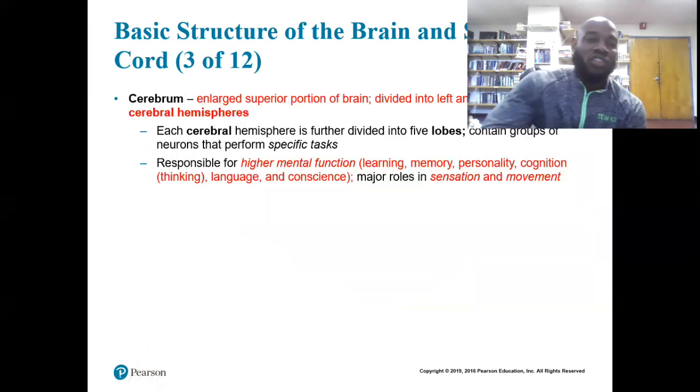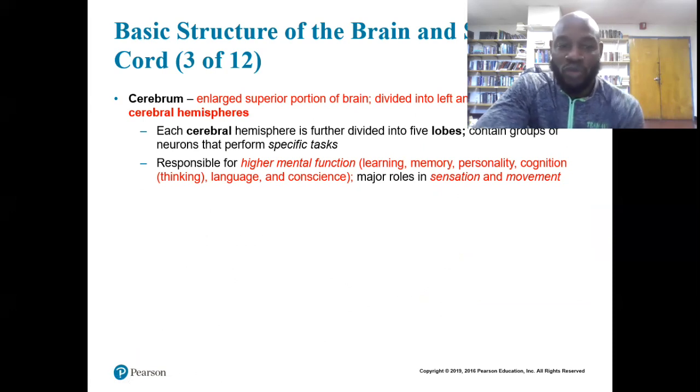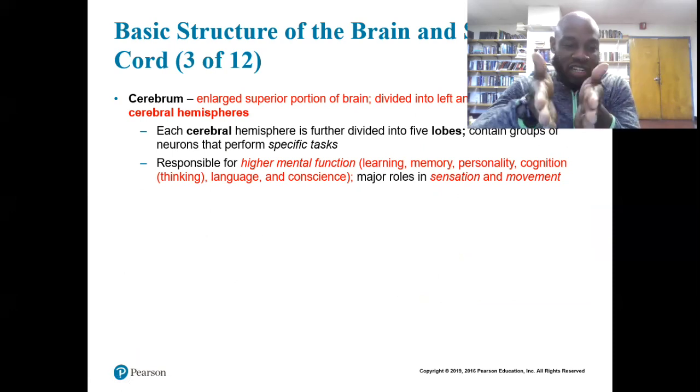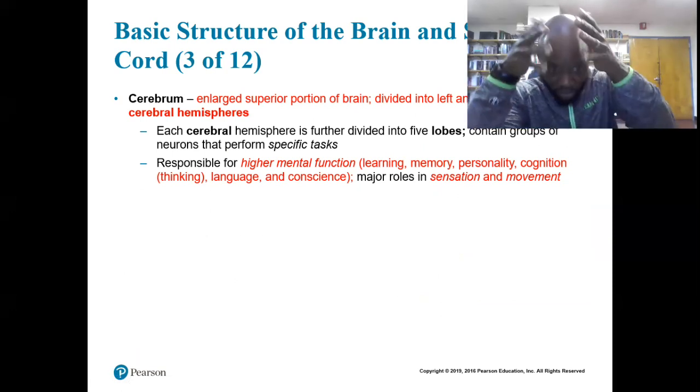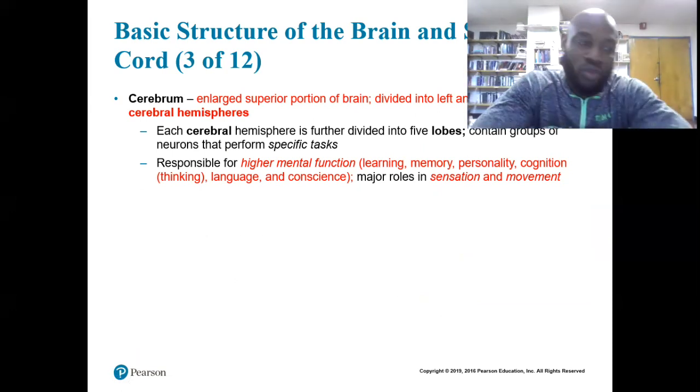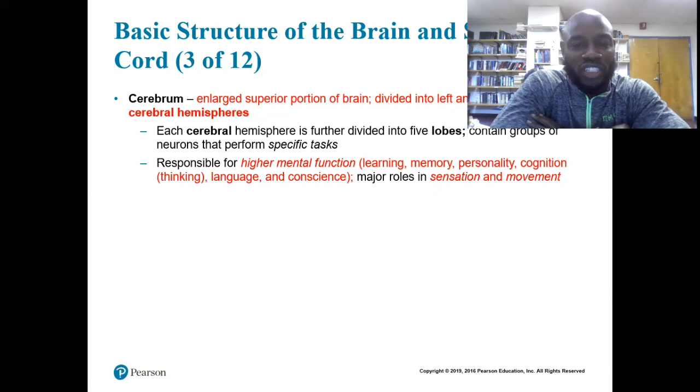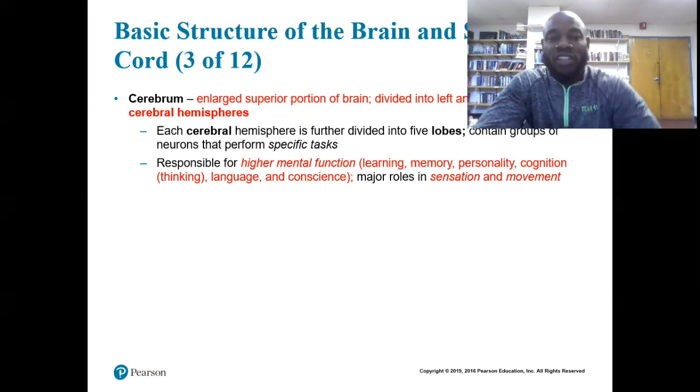Okay. All right, starting off with the cerebrum, the enlarged superior portion of the brain. It divides into the left and right cerebral hemispheres, and we'll talk about that. Each cerebral hemisphere is further divided into 5 lobes. We're going to talk about the different lobes of the cerebrum. So it's not only divided into 2 hemispheres, if you cut it in half, that line down the middle of your cerebrum, but it also is divided into lobes: frontal, occipital. We'll talk about the different lobes. It's responsible for your higher mental functions, learning, memory, personality, cognition. Usually if there's an issue with the brain, mental issues, it's derived in the cerebrum.